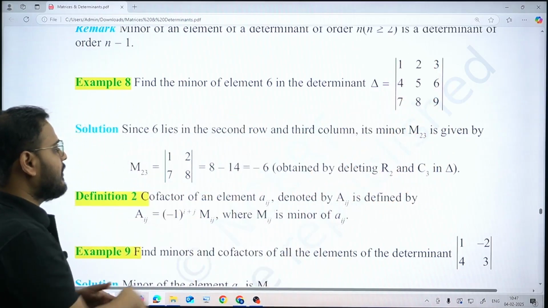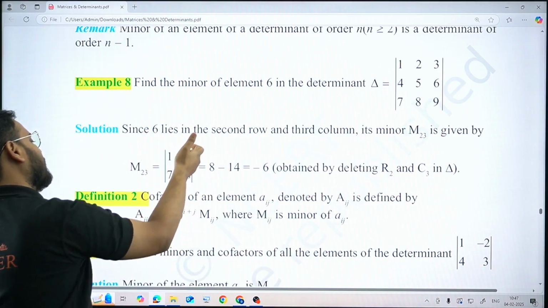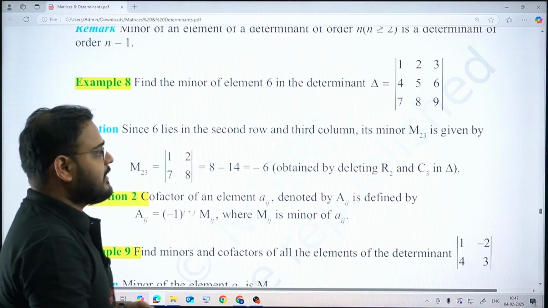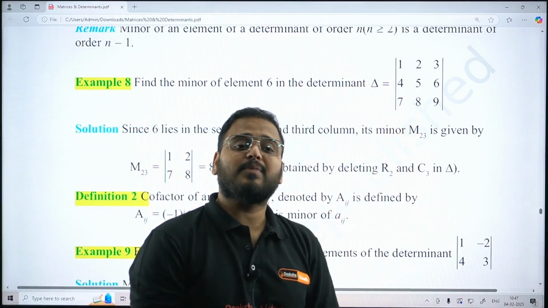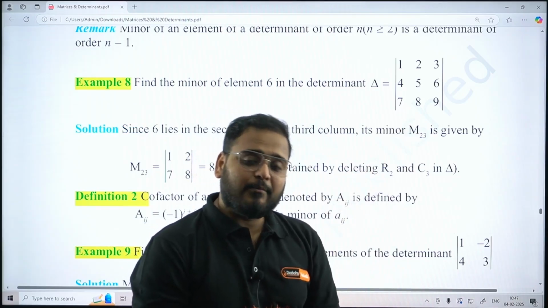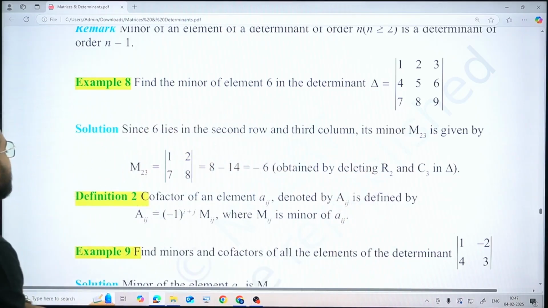Please check this out. Cross multiplication, 8 into 1 is 8, 7 into 2 is 14, answer is minus 6. This is called the minor of the element 2, 3, M23. Please check. So please solve this.